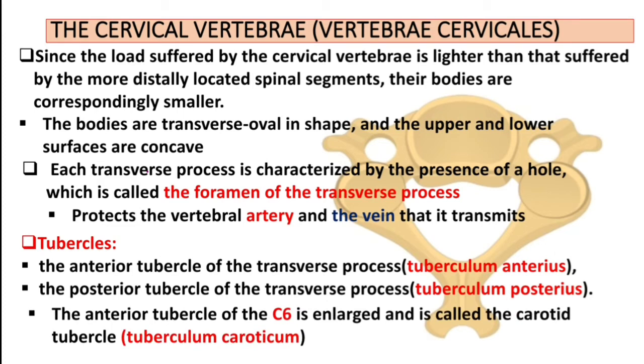The anterior tubercle of the C6, the sixth cervical vertebra, is enlarged and is called the carotid tubercle, tuberculum caroticum. So you can compress the carotid artery against this tubercle and arrest bleeding.